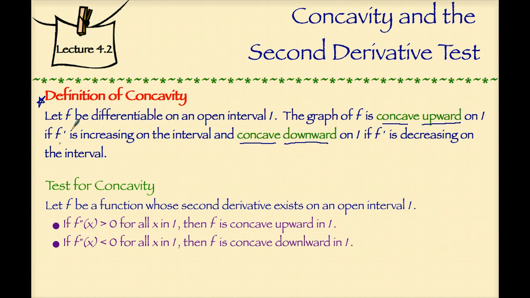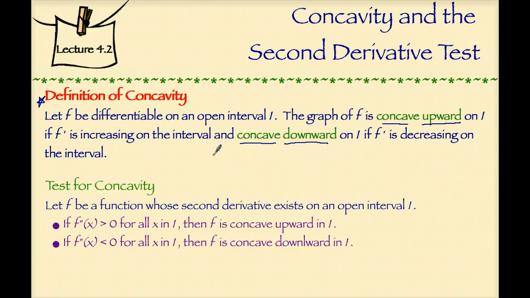Notice that it's saying f prime is increasing or f prime is decreasing. The first derivative increasing or decreasing means we're talking about the slope of the first derivative, which of course is the value of the second derivative. So the second derivative gives us information about the slope of the first derivative, and that's how we're going to determine concavity. Now let's also talk about visually what concave up and concave down looks like.